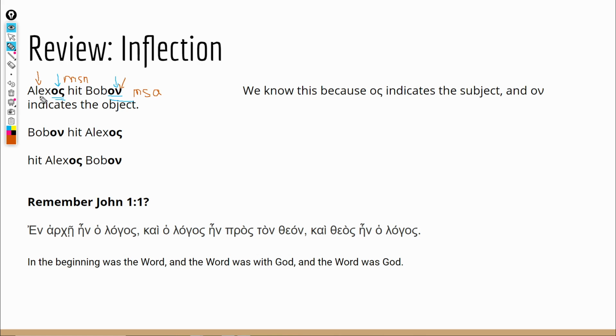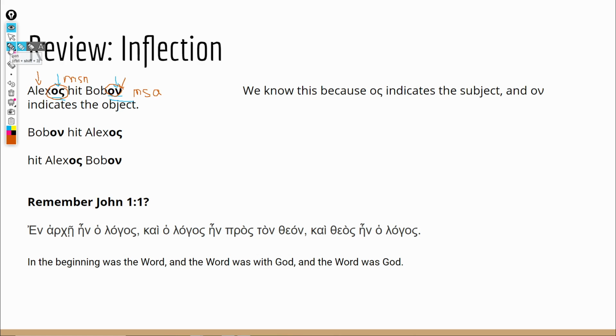So we can read this, Alexos hit Bobon. They mean the same thing in both Koine and English, because in English, the word order means that Alex is doing the action. Here's the verb, the second word, and the object, the recipient of the action, precedes the verb. In Koine, instead of word order, it's just what is on the end of words that determines how you know who is doing the action.